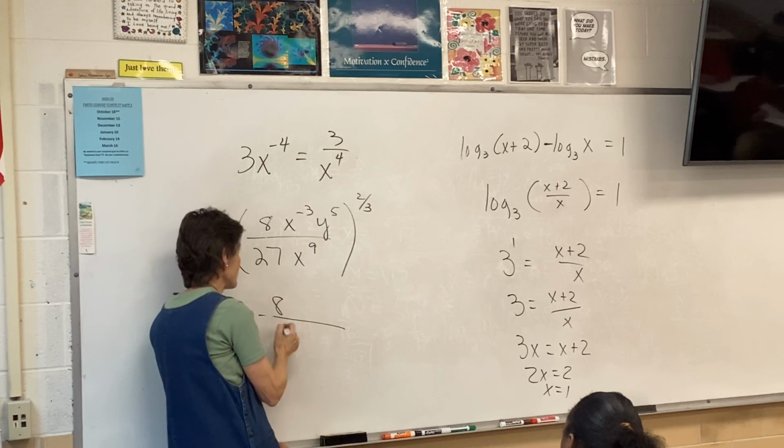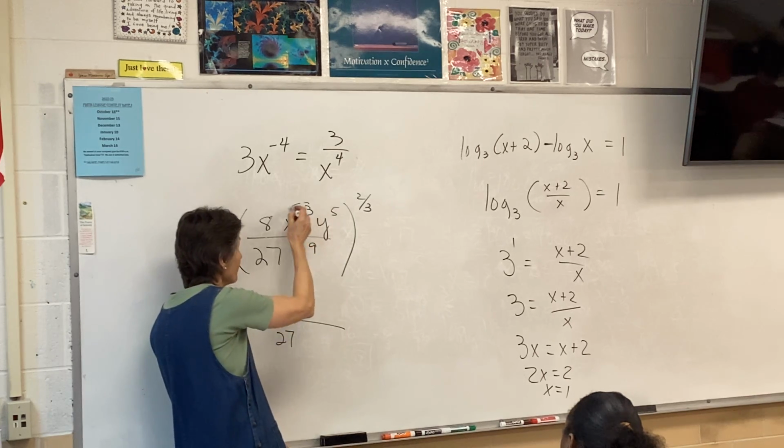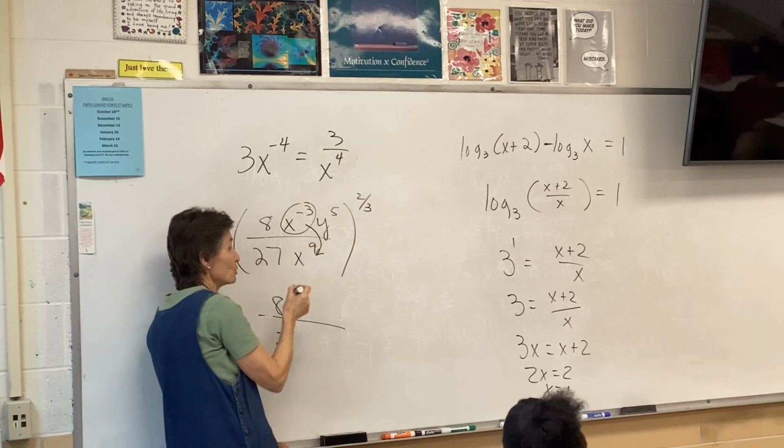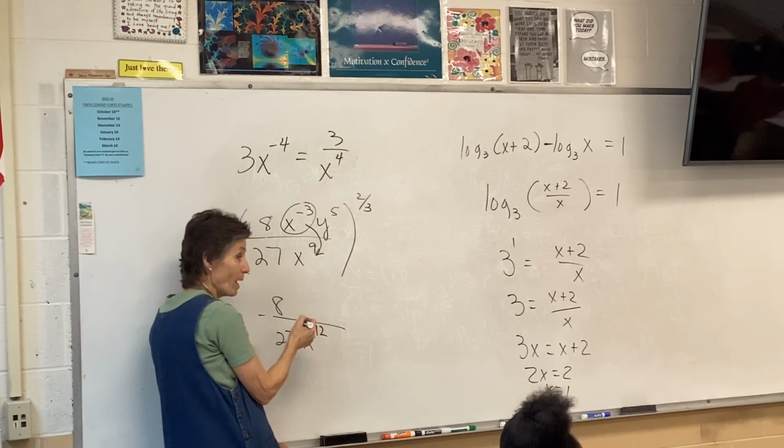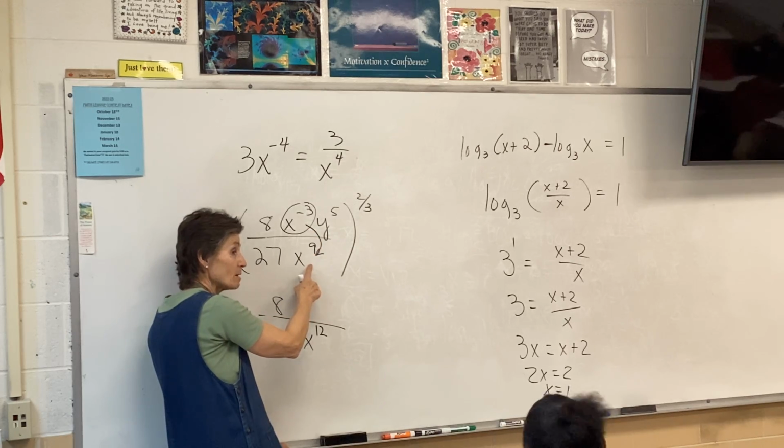So I'm gonna have my 8/27. Now when I say clean it up, this will come to the bottom. Would you agree with that? So that's gonna be x to the 12, because there's already 9 down there.